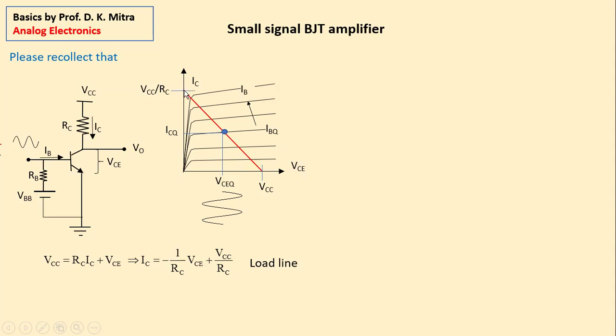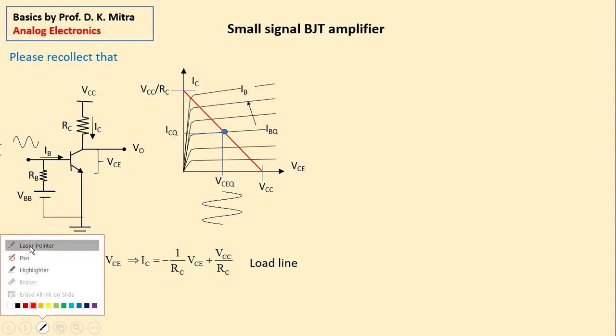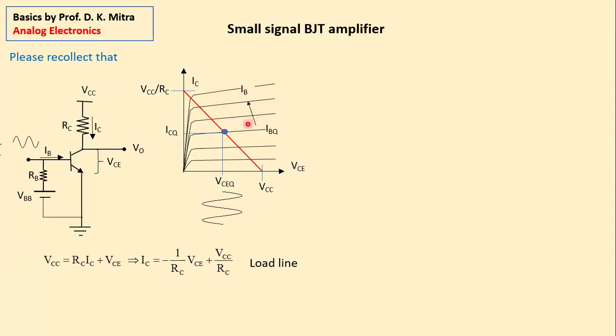So when collector current IC is 0, the voltage across the collector emitter of the transistor is equal to VCC. That means the full voltage appears here. And when VCE is 0, then full potential appears across RC. So this current is equal to VCC by RC. These were transistor characteristics, transistor output characteristics, you remember.